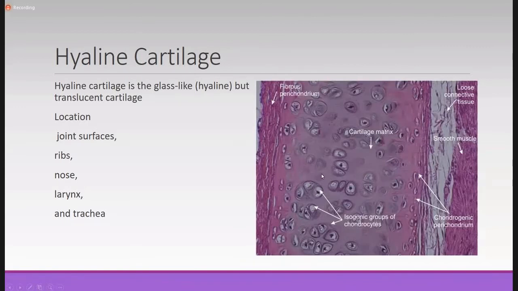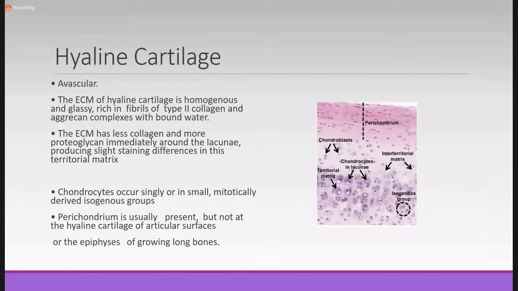The matrix in which they are present is known as the territorial matrix. That is, when you talk of the isogenous group, the part of the matrix around the isogenous group is known as the territorial matrix, while between two groups, if we take this one as one group and this as another isogenous group, the clear matrix in between is known as the interterritorial matrix. So the hyaline cartilage is avascular.